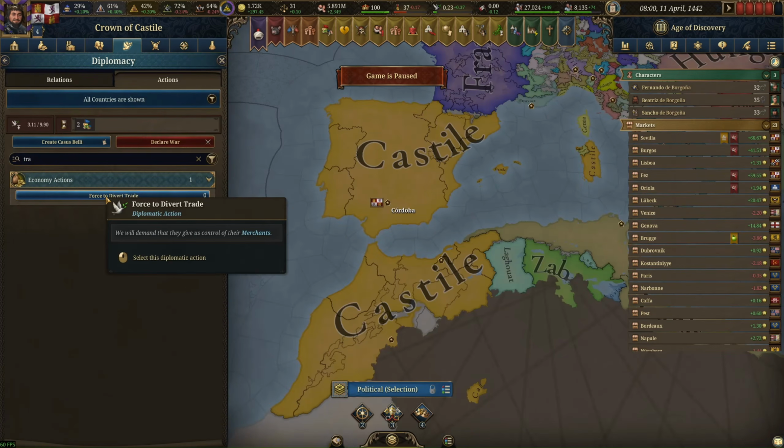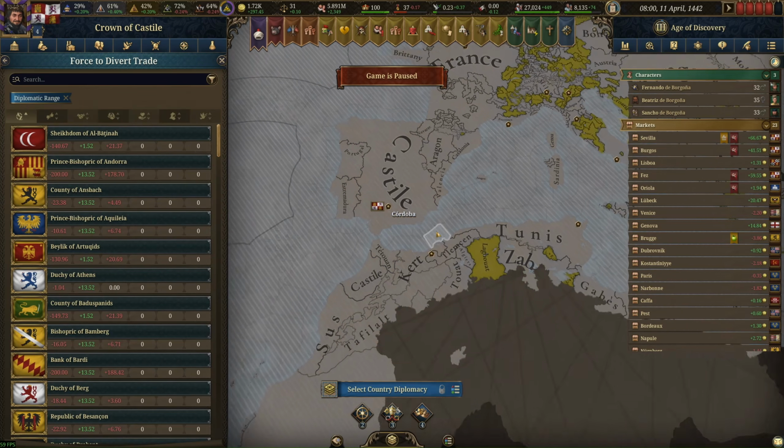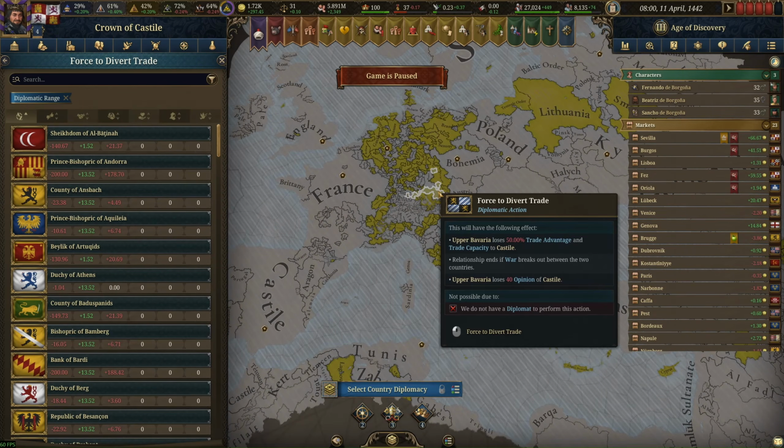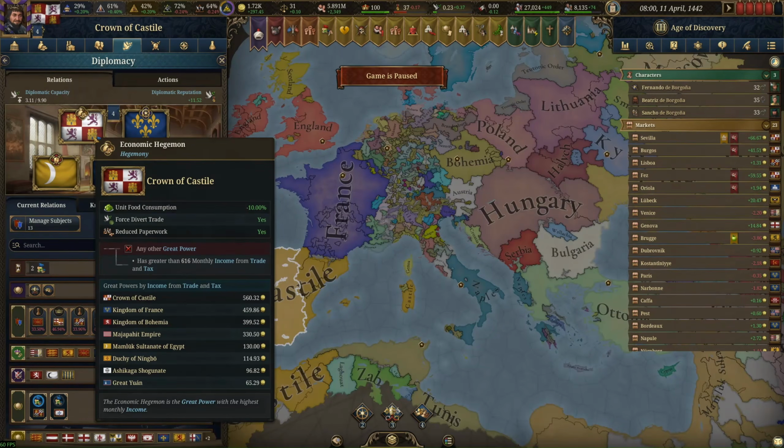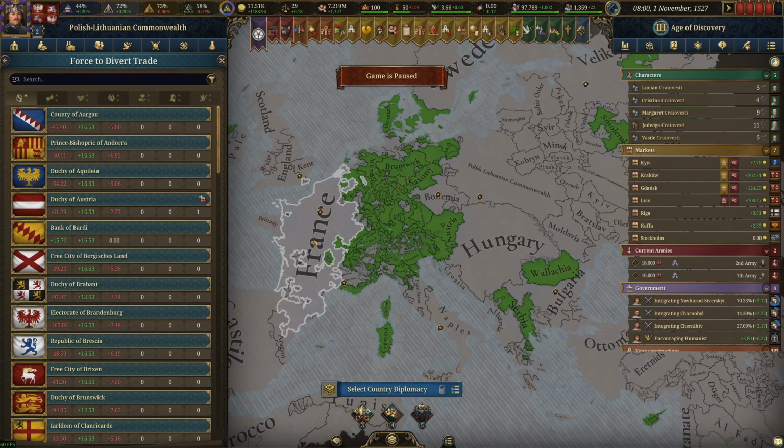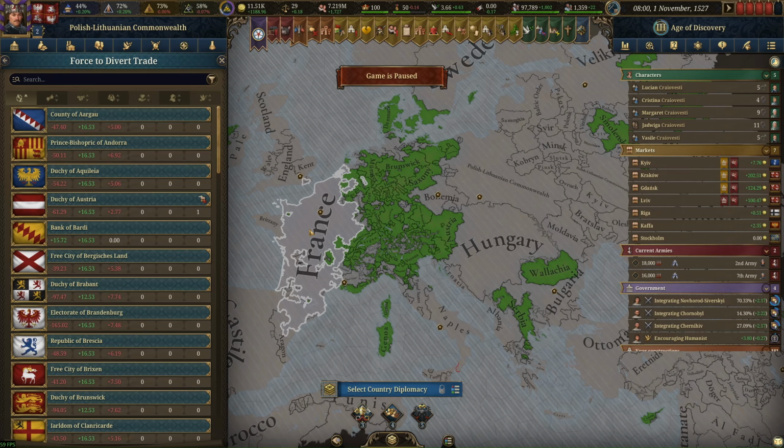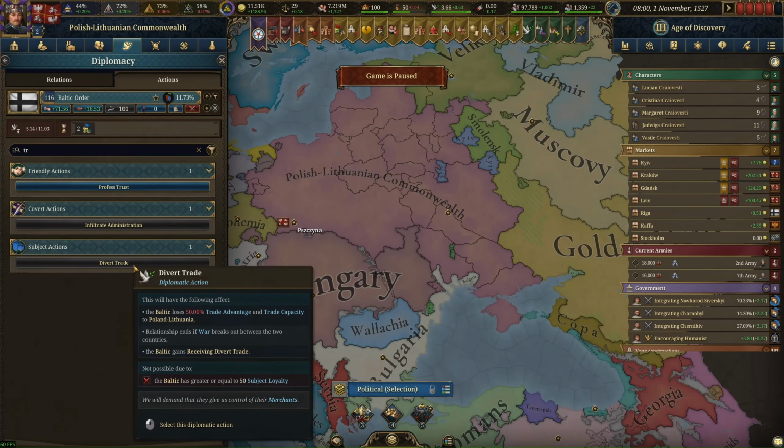There is also an option to force trade redirection, specifically to take 50% of a country's trade advantage and trade capacity. But first, you must be an economic hegemon. And second, the countries probably need to be small. I don't know why I can't force France. A very similar action can be performed on your vassal.